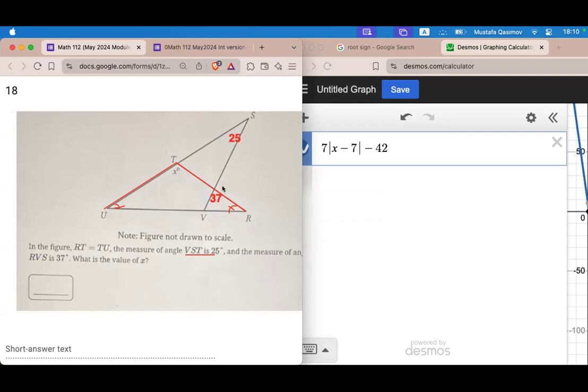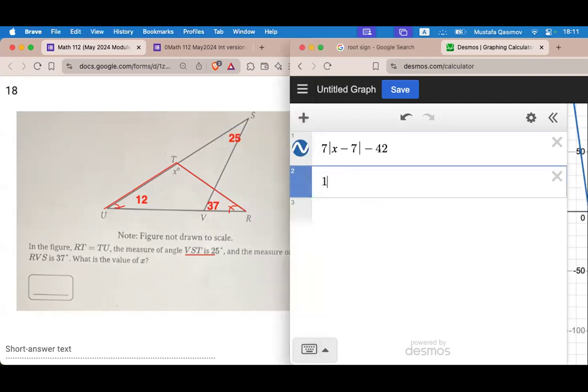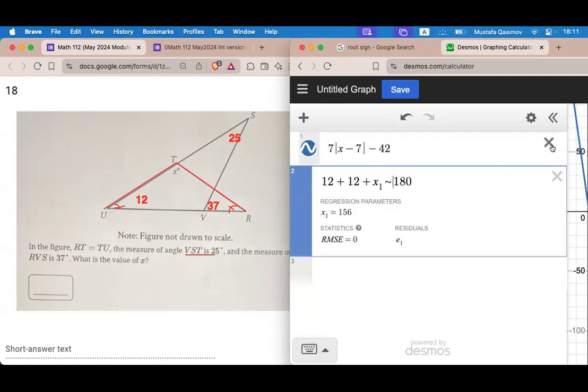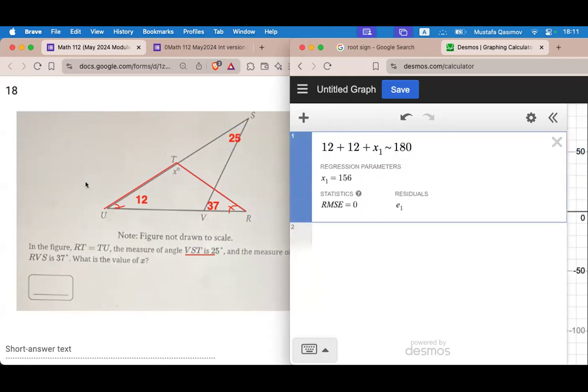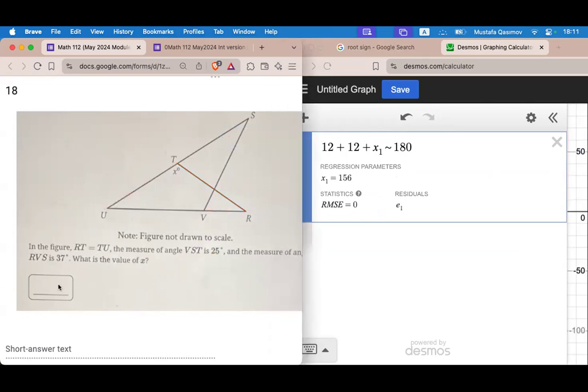If it is 37, from here we can say that this angle is 12 because angle U and angle S are interior angles and 37 is the exterior angle. So it is 12. If it is 12, it is also 12 and x is equal to, then we can write like that. 12 plus 12 plus x1 is equal to 180 and x1 is equal to 156. Any question from here?